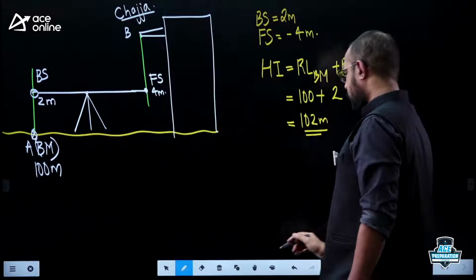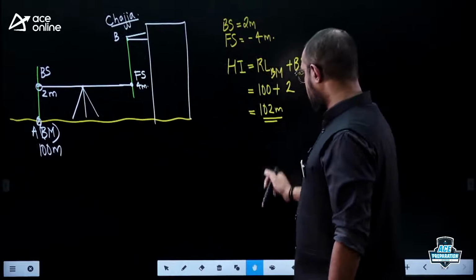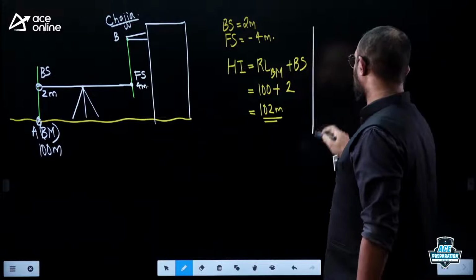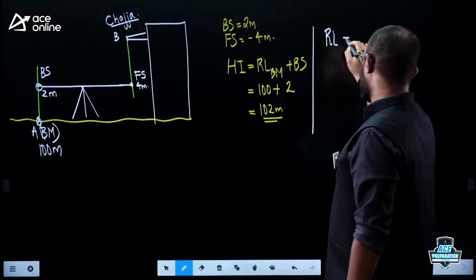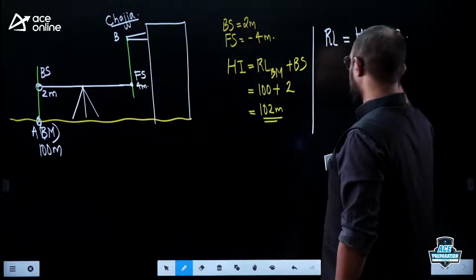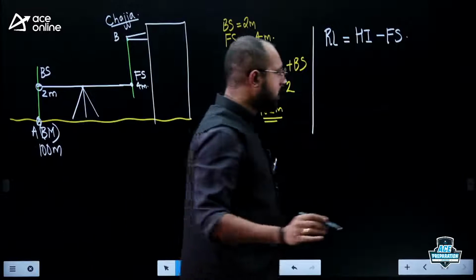Now can you tell me what is the reduced level of the unknown point B? How do you calculate the RL of B? So now, what is the formula? Reduced level of the unknown point is equal to height of the instrument minus Foresight. Never change the formula. Directly write down the original formula only.